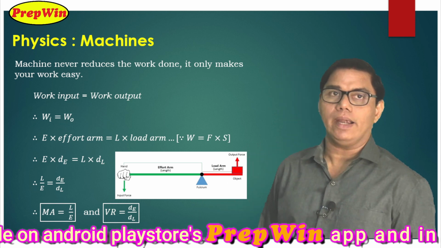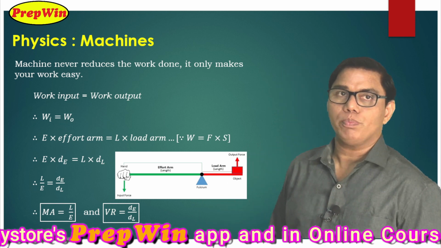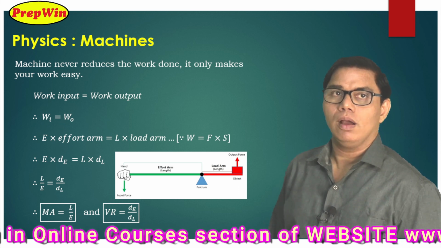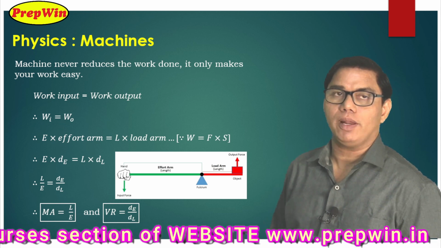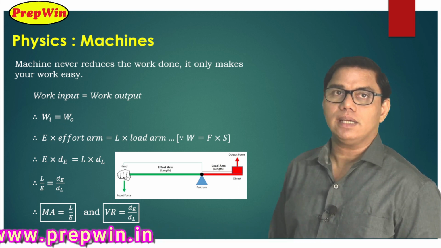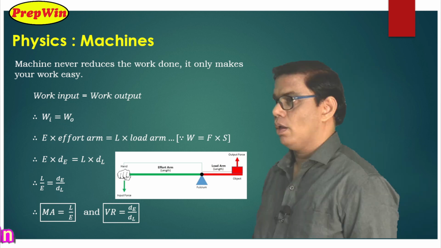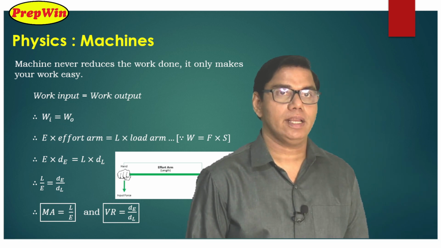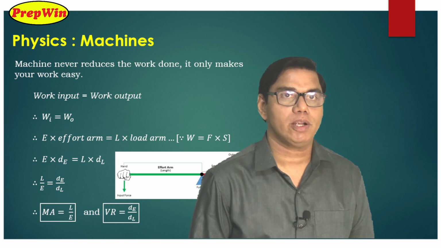On the other hand, you see work output is equal to load into load arm. Again the same, work is equal to force into displacement. Load stands for force and load arm is the displacement of your load. So we can say effort into displacement of effort is equal to load into displacement of load.